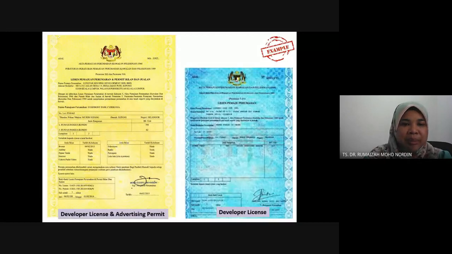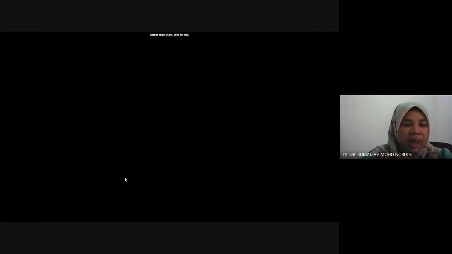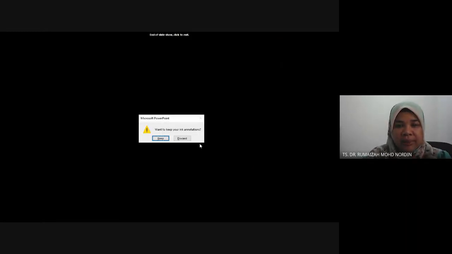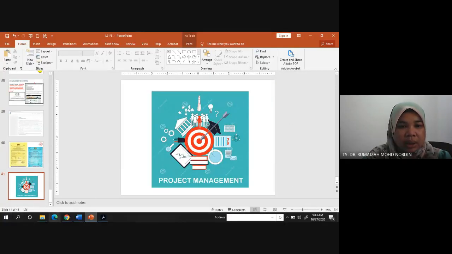Okay, so developer's license tadi boleh di-apply bersekali dengan advertising permit. So kalau you apply bersekali, ini adalah contoh sijilnya. Tetapi kalau hanya memohon lesen developer's license, dia berupa macam ni. Alright, so you can apply separately or you want to apply together. Alright. Oh okay, nampaknya itulah untuk hari ini. So that is what cerita untuk hari ini.